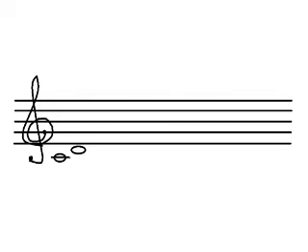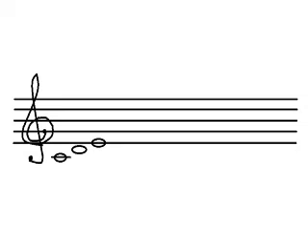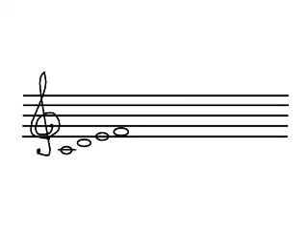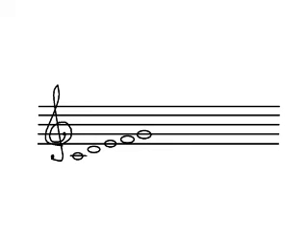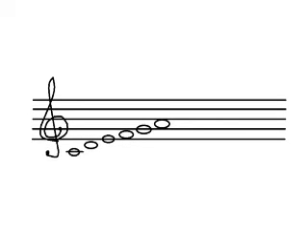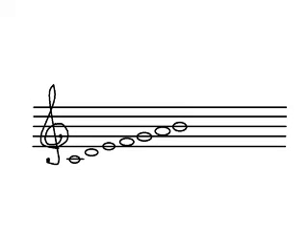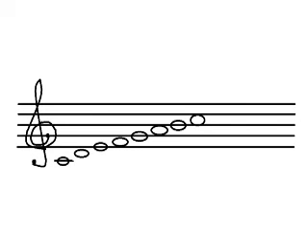C, D. After D, we'll have E, which is the first line of the treble staff. After that, space F. After that, line G. After that, we'll go to space A. After that, line B. And lastly, space C. That C is also called top C sometimes. Okay, so having done this, you have started from C and ended in C.